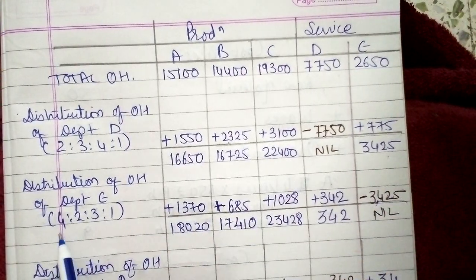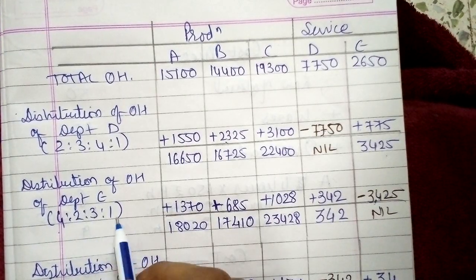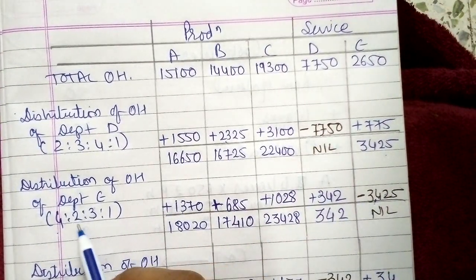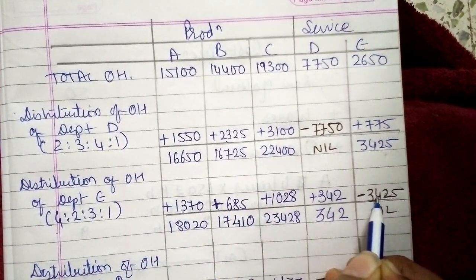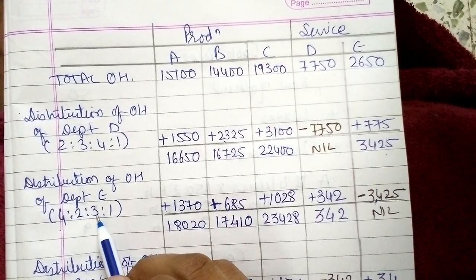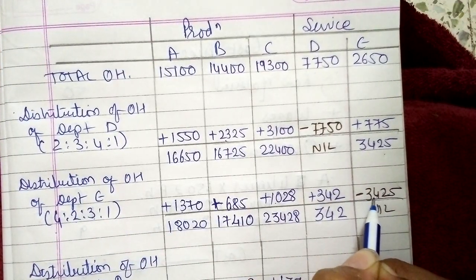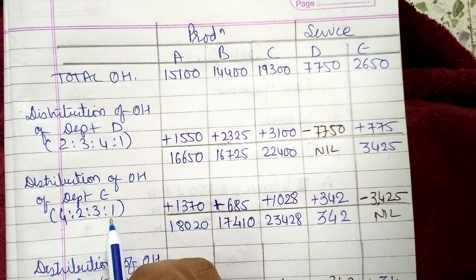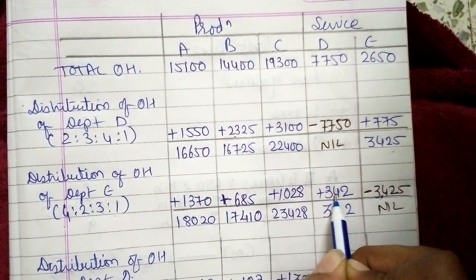₹3,425 into 4 divided by 10. So that is 1370. 3425 into 2 divided by 10, so that is 685. 3425 into 3 divided by 10, so that is 1028. And 3425 into 1 divided by 10, so that will be 342.5. So I have taken 342, right?